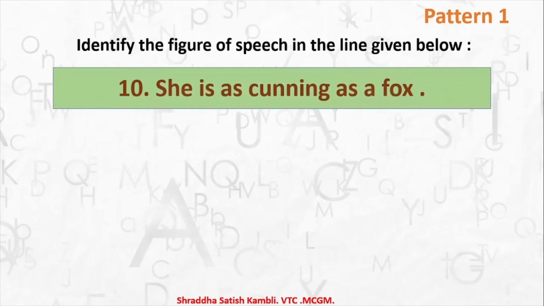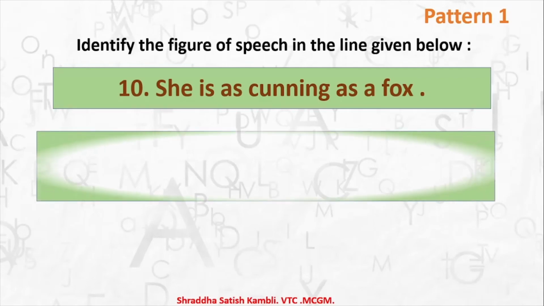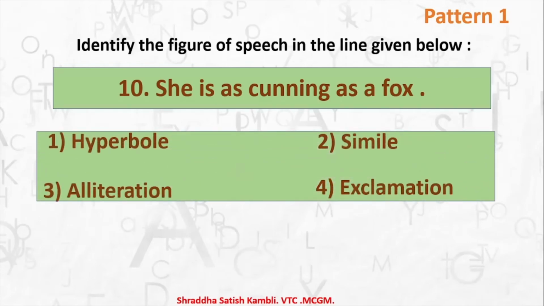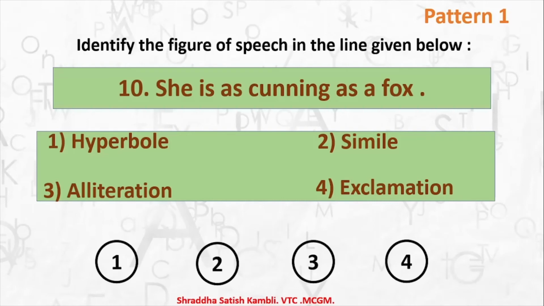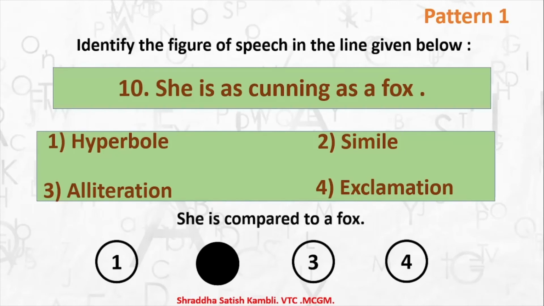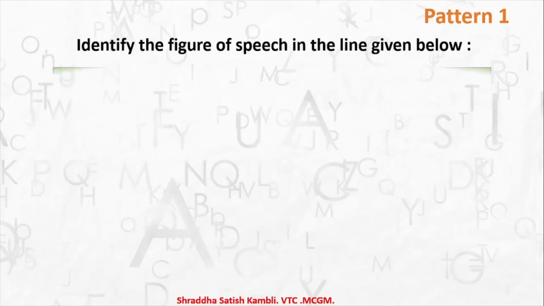She is as cunning as a fox. So now you have solved some examples also, you know the meaning also, so you all must have guessed that this one, it is not hyperbole, it is not alliteration, it is not exclamation, but it is option number 2, simile. Okay, so she is compared to a fox. Let's move on to question number 11.